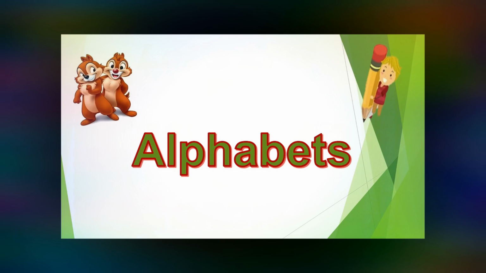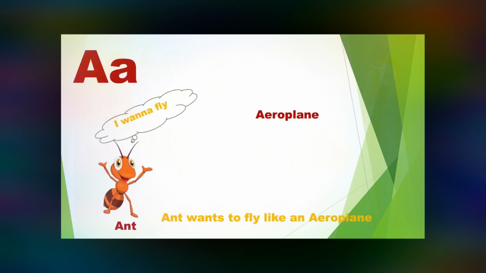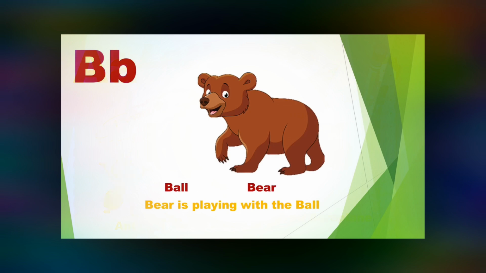Let's start. A. A for ant. And A for aeroplane. Ant wants to fly like an aeroplane. B. B for bear. And B for ball. Bear is playing with the ball.